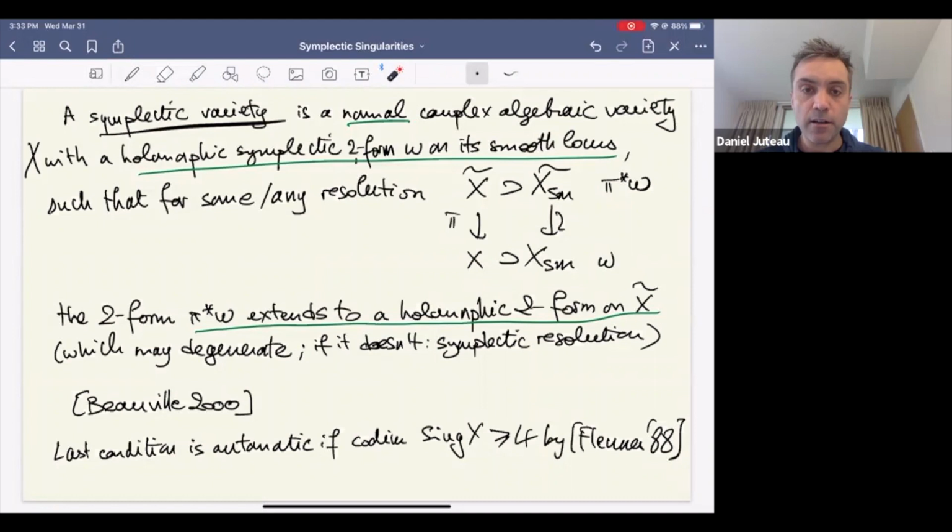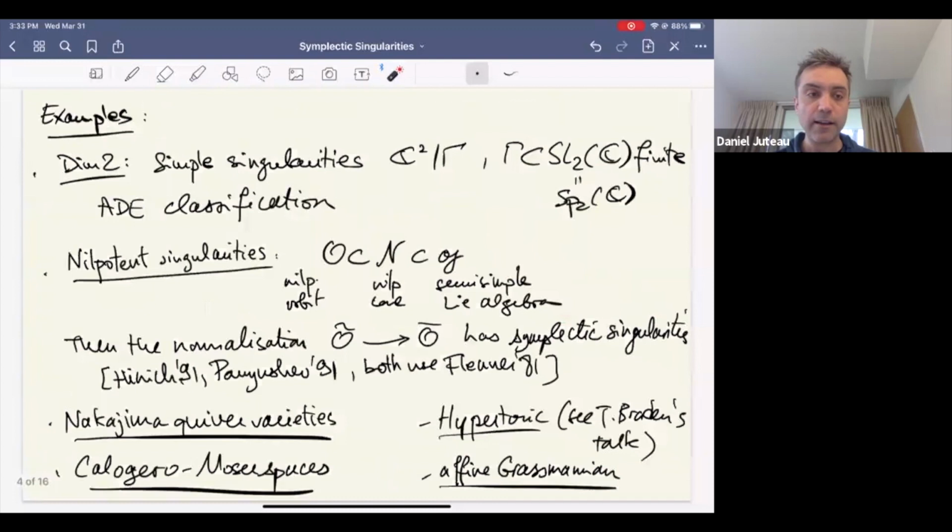Symplectic singularities arise a lot in representation theory. As examples, first in dimension 2, it's just simple singularities, quotients of C² by a finite subgroup of SL2. And they have this ADE classification. So you have cyclic groups, binary dihedral groups, and binary polyhedral groups.